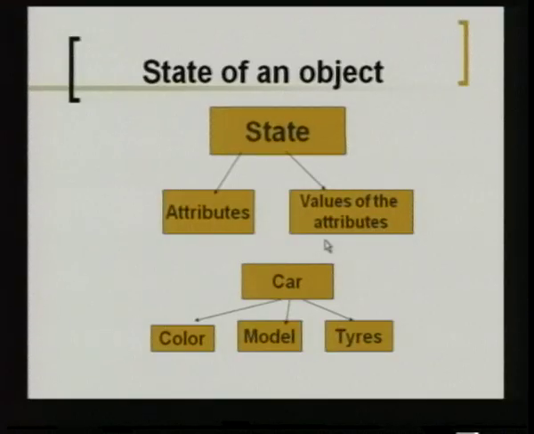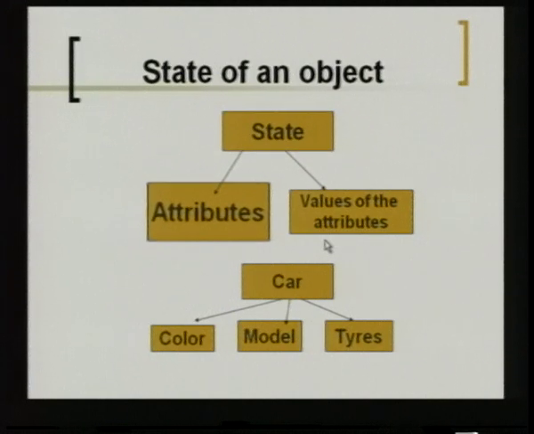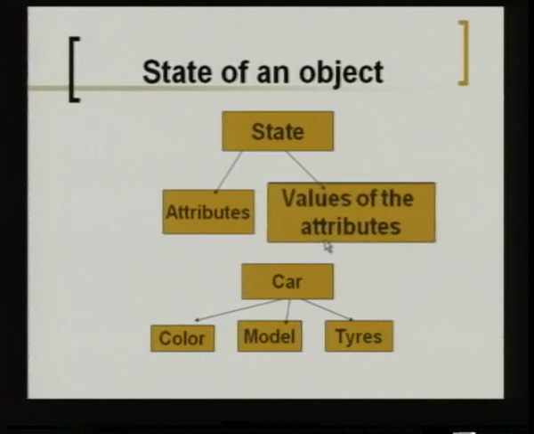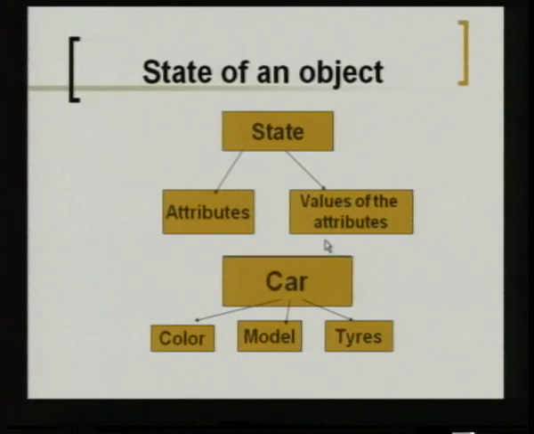Now, we will see each of these parts of an object in detail. So, what is the state of an object? What all contributes to the state? State is defined by something called attributes, and these attributes have values. Only when there are attributes of an object and we give some values to those attributes, we can identify the state. For example, as I said, a car is an object.